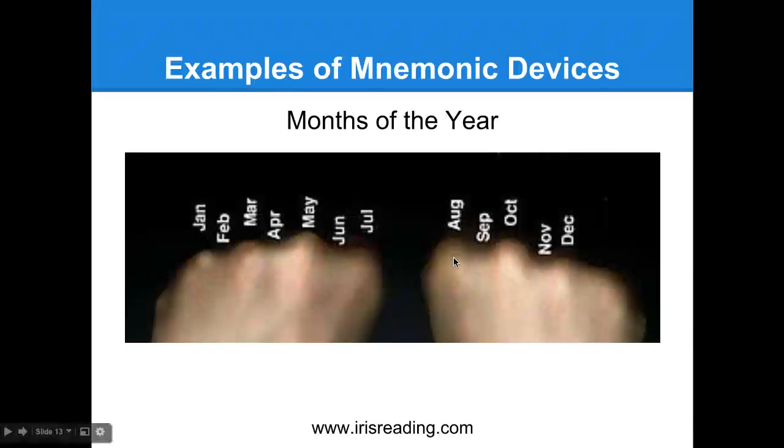September has 30. And this is how you basically remember how many days are in a particular month. You can just stare at your knuckles, and it's a mnemonic device that just happens to work. Let's take some other examples of mnemonic devices.